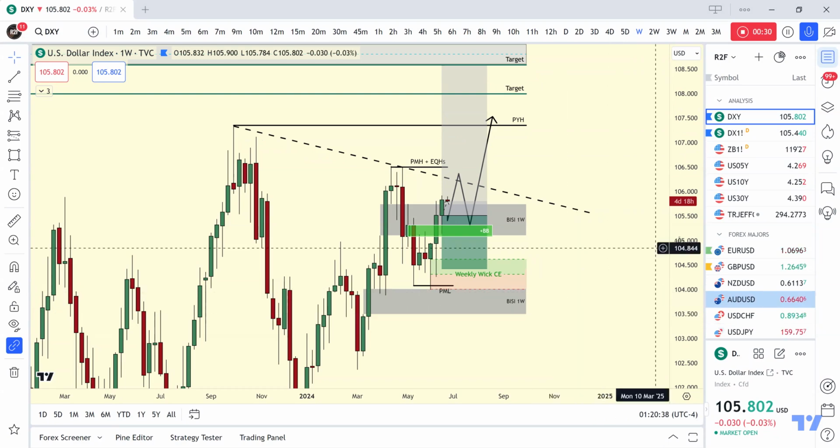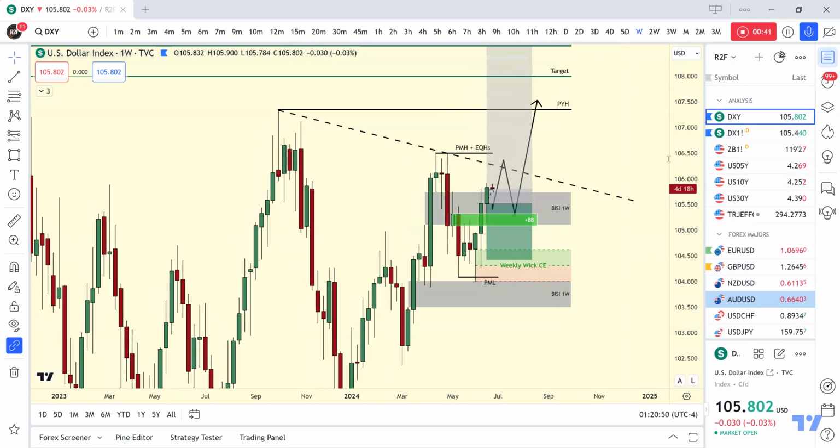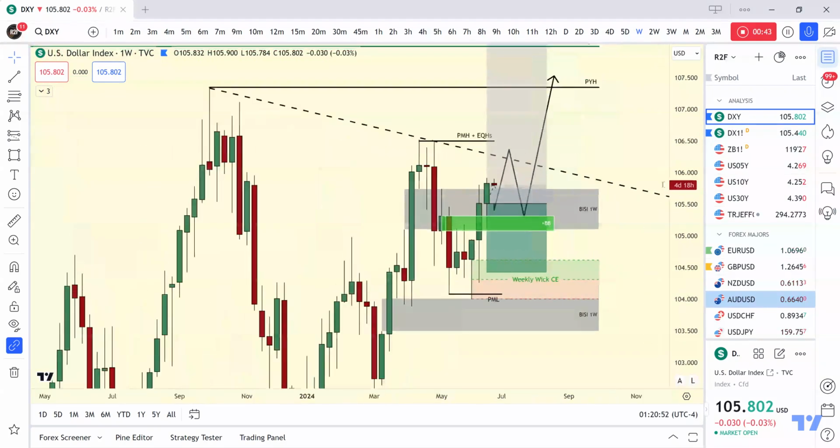Normally, I try to look for the cleanest one, and if I'm in a euro trade, I try to look for confluence on the pound as well. So, of course, I always go back to the dollar index.